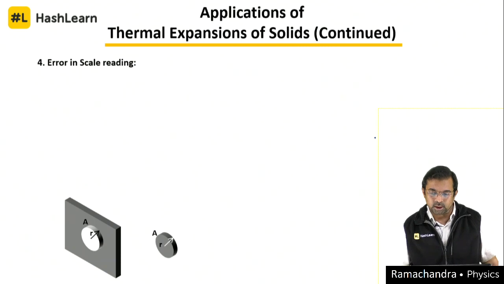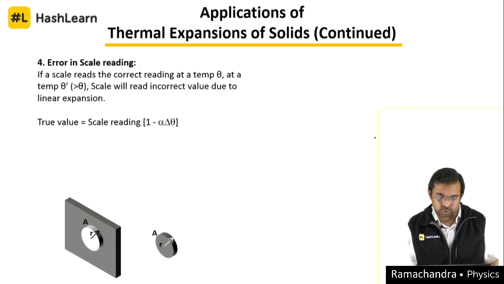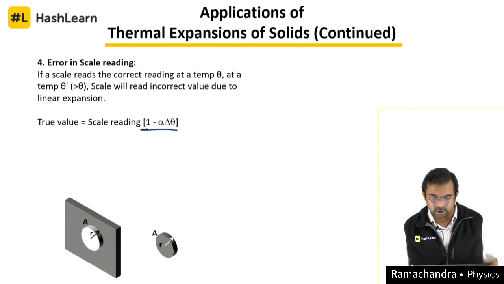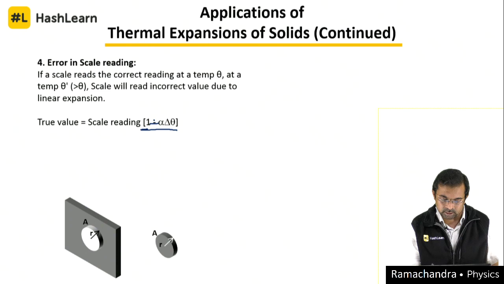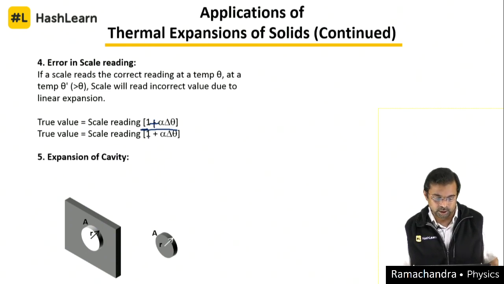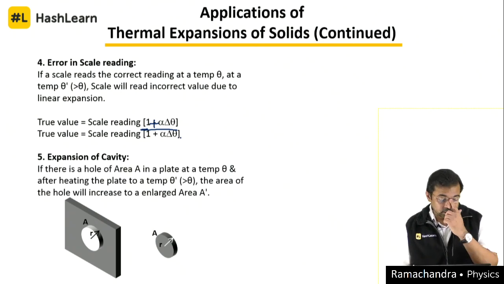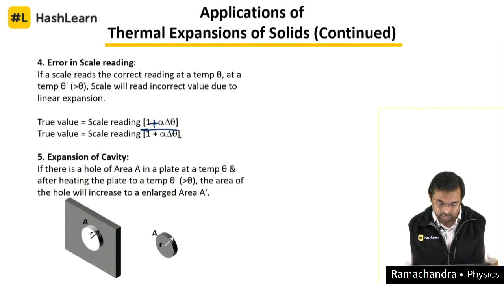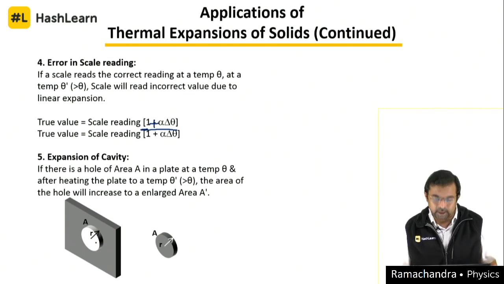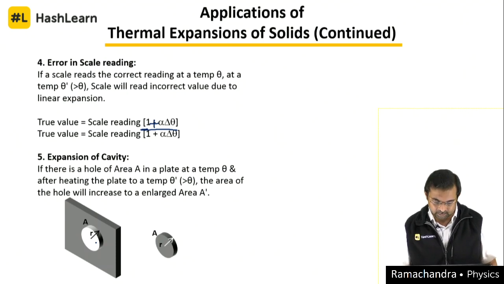So there can be an error in the case of a scale reading, and then the true value can be given by 1 minus alpha into delta T. I'm sorry, this is plus, and true value in the case of scale reading will be 1 plus alpha into delta T. So the second thing is the expansion of the cavity. Generally this is a question which is asked by many people, that if there is a hole in a plate, and if we are going to increase the temperature of that particular plate, then probably what could be the area.